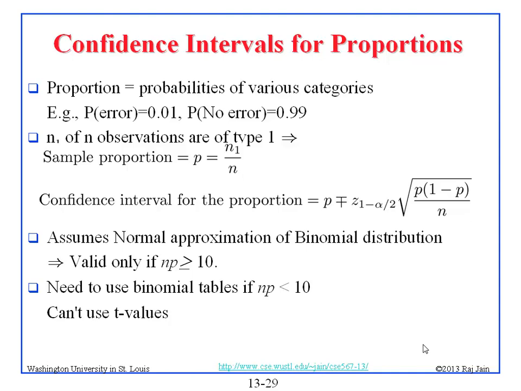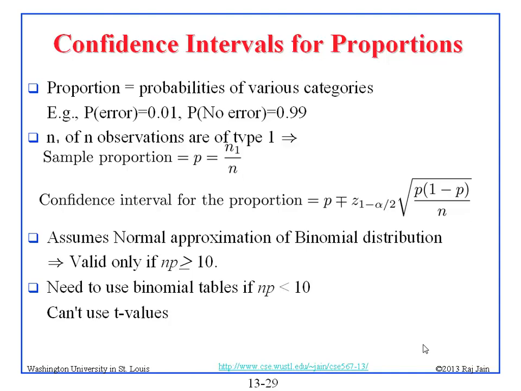So finally, confidence interval for proportions. So what if it is a fraction that you want to do the confidence interval of? So here is the thing. For example, probability of error is 0.01 and no error is 0.99. And so you do sample. You sampled something and something happened n1 times. So your sample proportion is n1 upon n. So this is your sample.